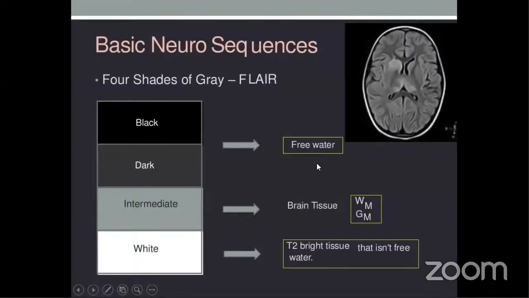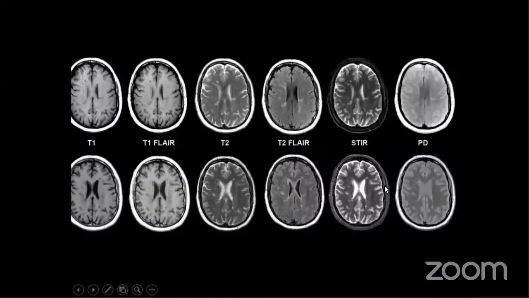Basic sequence, again, this is the shades that I was talking about. Now in FLAIR, four shades of gray. Here, just remember, fluid is suppressed. So black and dark, whatever it is, that is your free water. In the intermediate, you have the brain tissue, white matter and gray matter. Then the white, you have T2 bright tissue. Whatever is bright on T2 is bright here also, except for the CSF, which is free water. You have nullified the signals from that. Right? Just images showing T1 FLAIR and T2 FLAIR images.